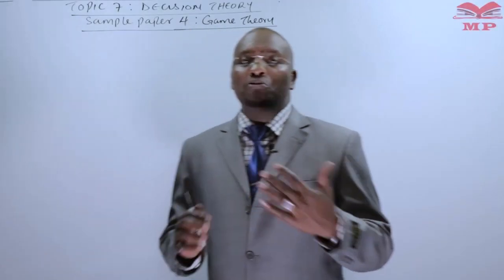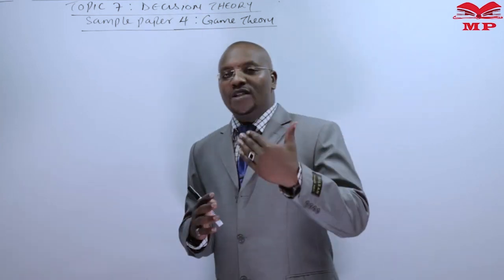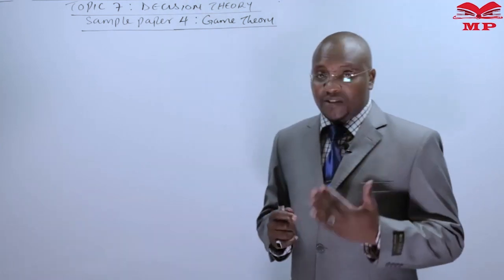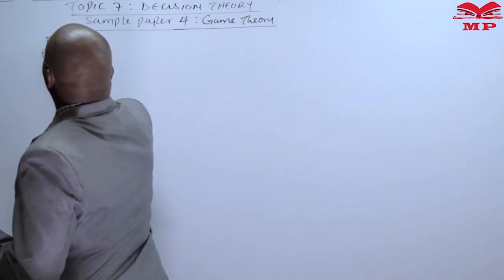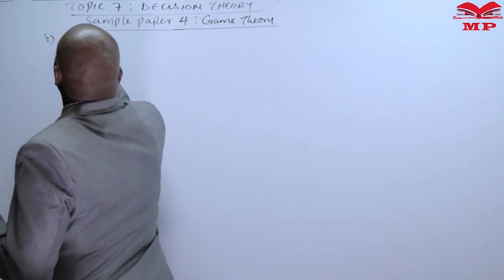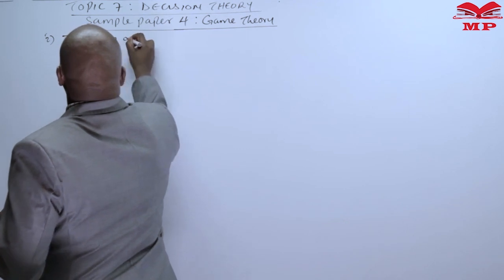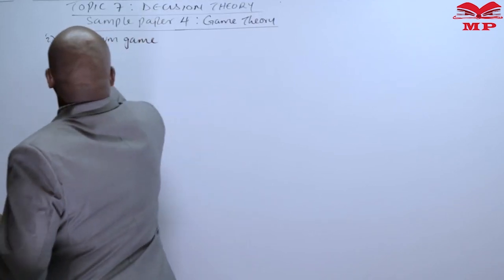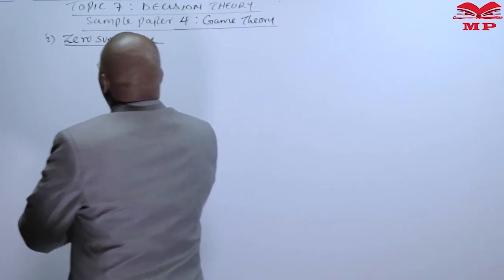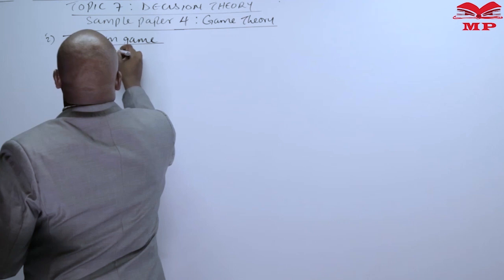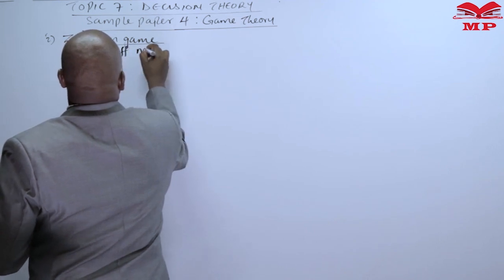End of question. Now this question has two parts. The first, Roman 1, is zero sum, and the second part is non-zero sum. Now for the zero sum, this is how we'll do it. So this is Roman 1, zero sum game. And then we are going to indicate the payoff matrix.